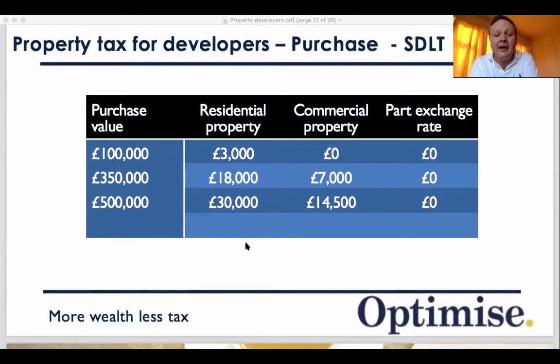Moving on, you can read the numbers, but what I thought was really interesting: if you bought a £500,000 residential property, you would pay £30,000 SDLT compared to £14,500 for commercial, which is insane. It's half the price if you buy commercial properties. And then again, if you do part exchange, 0. So when people talk about this 3% surcharge and say this is the doom and gloom and the be all and end all, I feel that you've got to look for the opportunities rather than grumble about the downsides. Let other people do the downsides. You focus on looking at whether you buy commercial properties or do part exchange deals.